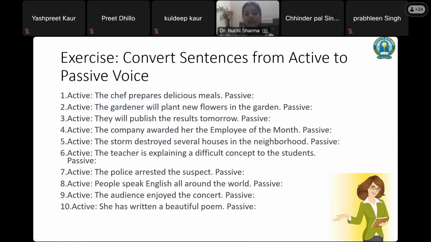Okay. Now here is an exercise for you. I want you to convert the sentences from active to passive voice. Please write your answers on the screen. The chef prepares delicious meals.